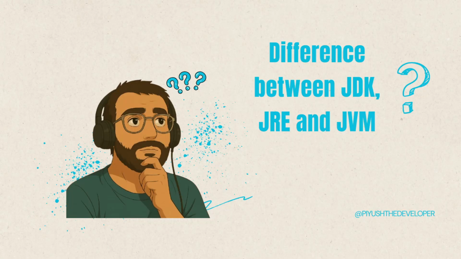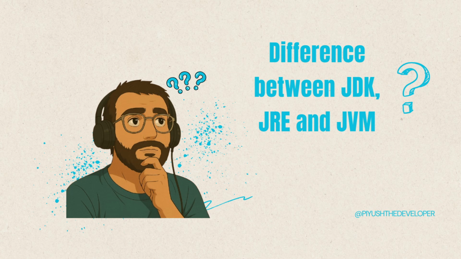Have you ever wondered how Java programs actually run on your computer, or why people always talk about JDK, JRE, and JVM like they are different things? Don't worry, you are not alone. These three terms are confusing at first, but once you understand them, Java suddenly makes a lot more sense.